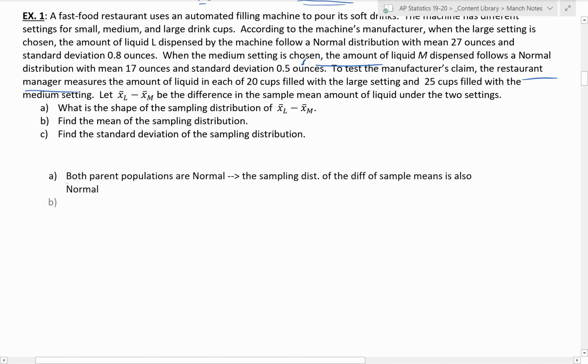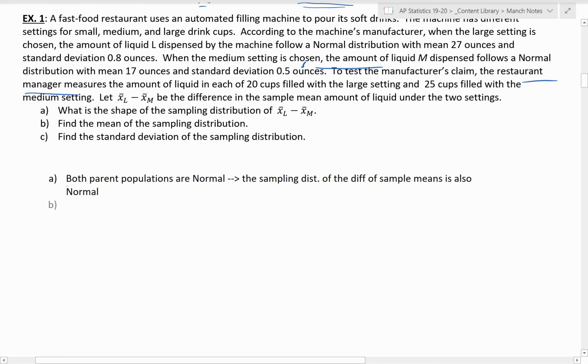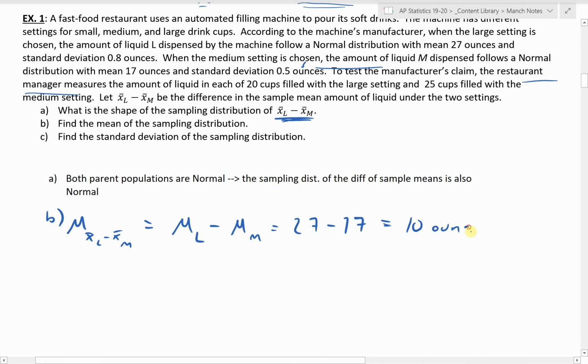B asks, find the mean of the sampling distribution. This is really straightforward, right? If we are looking for the mean of the sample, the mean difference, so we're looking for the average of this. Well, we know that the average of the difference in sample means would be exactly equal to the average amount in a large cup minus the average amount in a medium cup, which were given as 27 and 17. So we know the average of the difference of sample means would be 10 ounces.